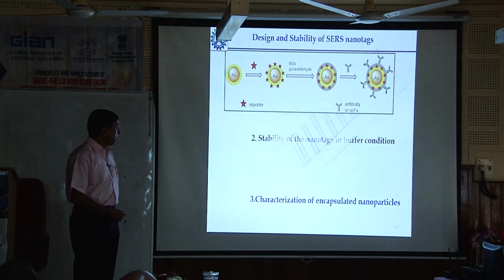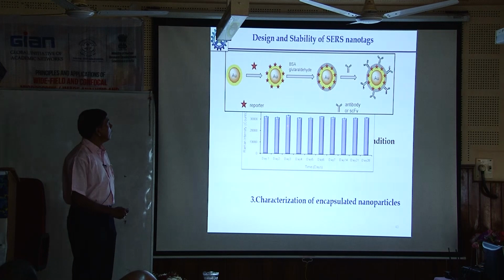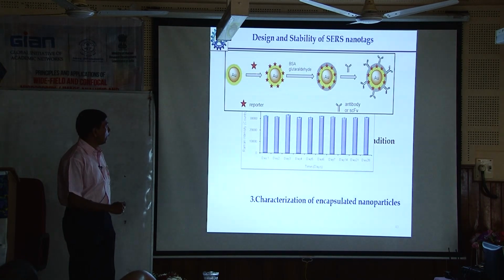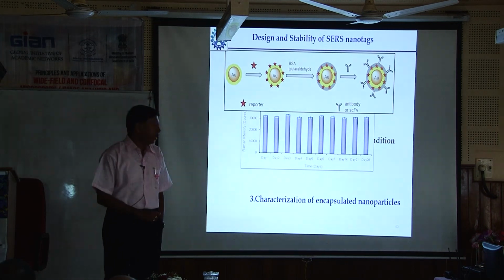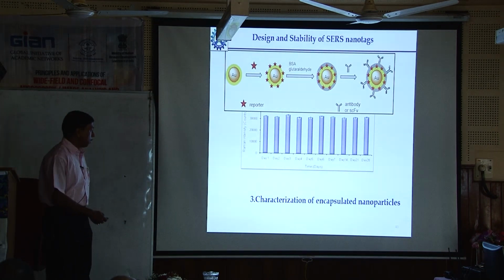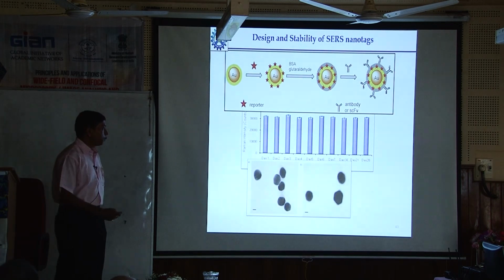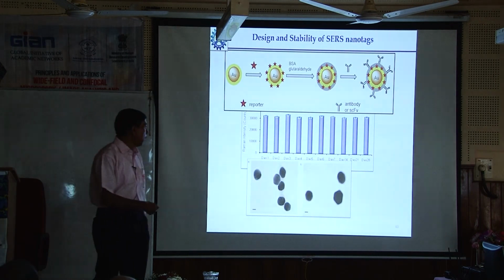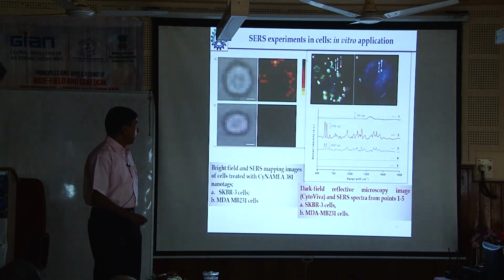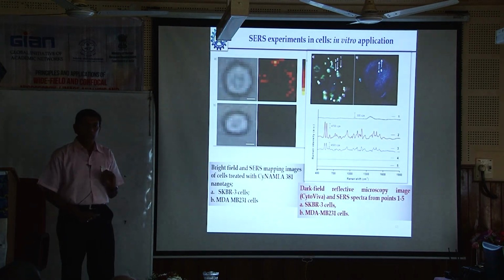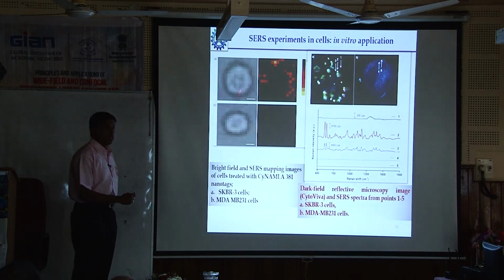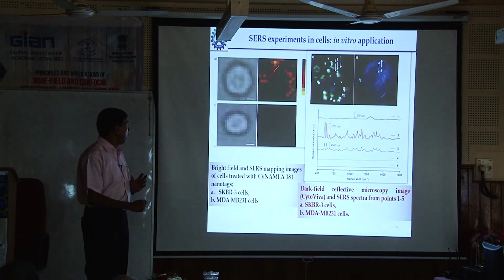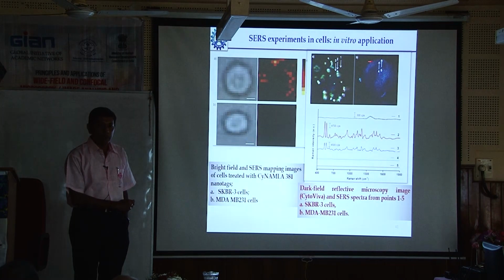In a similar way, we have made Raman probes using gold nanoparticles, which can be encapsulated with biomaterials and conjugated with target-specific antibodies, and everything is characterized in terms of physical modes and stability. We tried to translate these probes first in cell imaging. This is the bright field image in the Raman microscope, and this is the Raman image, called Raman mapping.